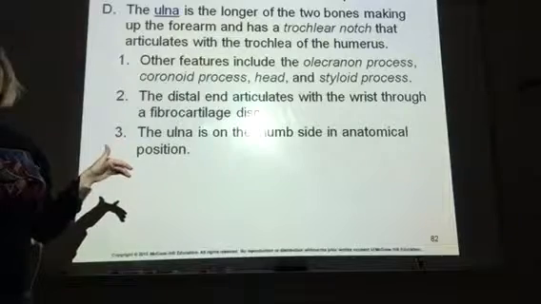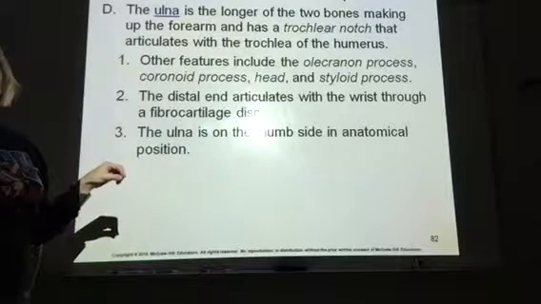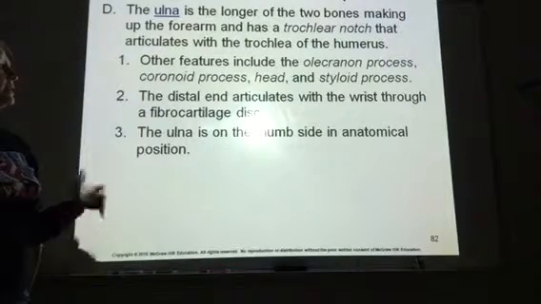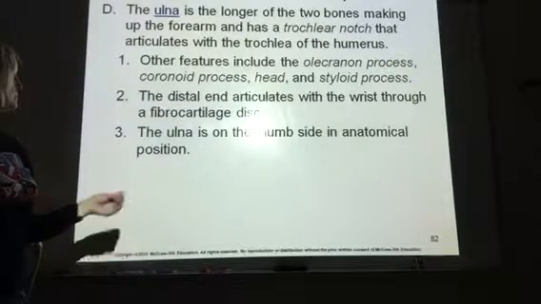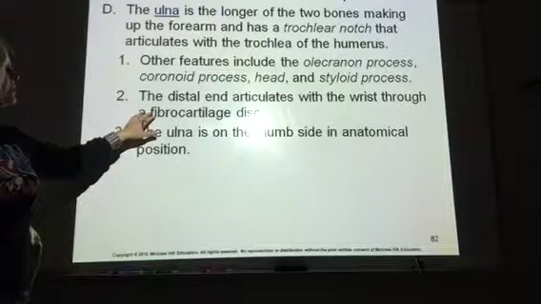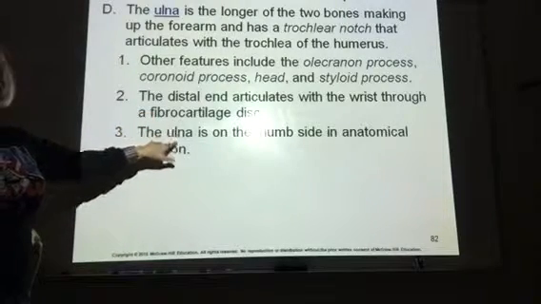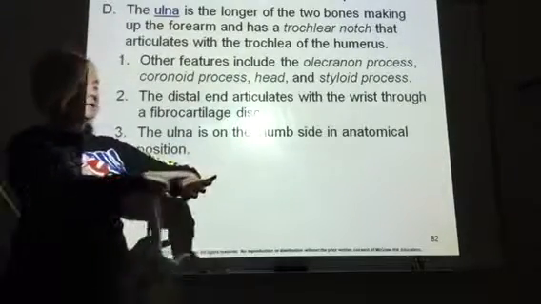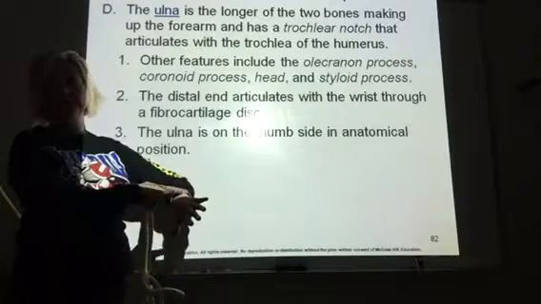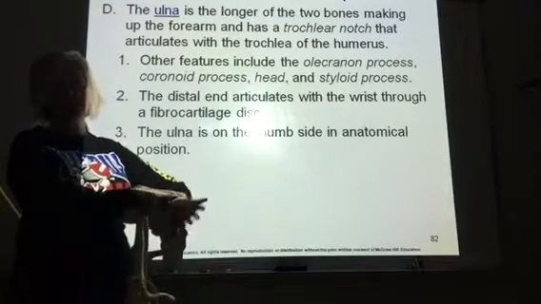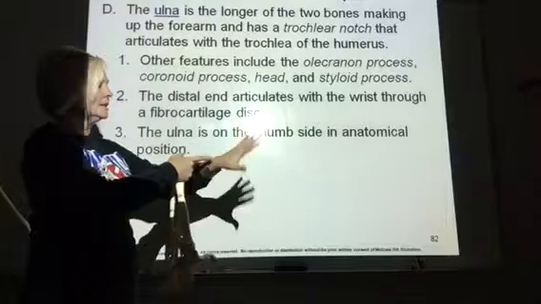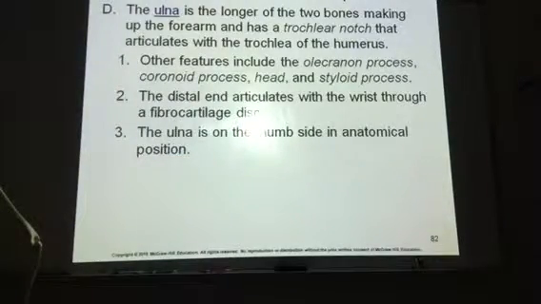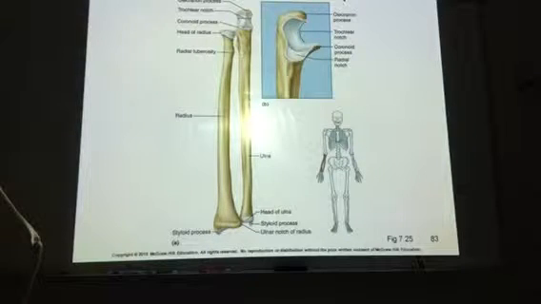And then your ulna also has a styloid process. So both your radius and your ulna will have a styloid process. Distal end articulates with the wrist. This is a typo. The ulna is on the pinky side, not the thumb side. So radius, thumb, pinky, ulna. That's the easiest way to remember them.